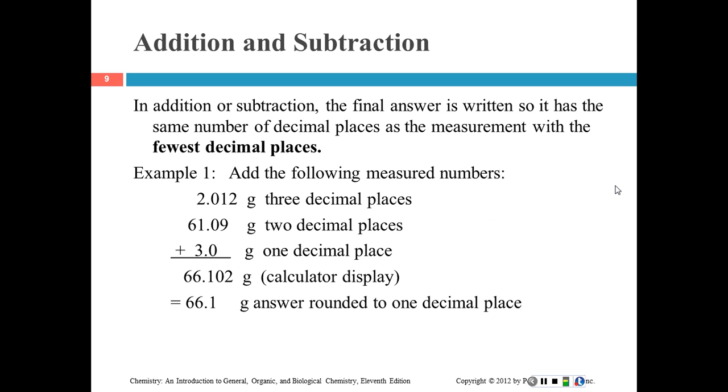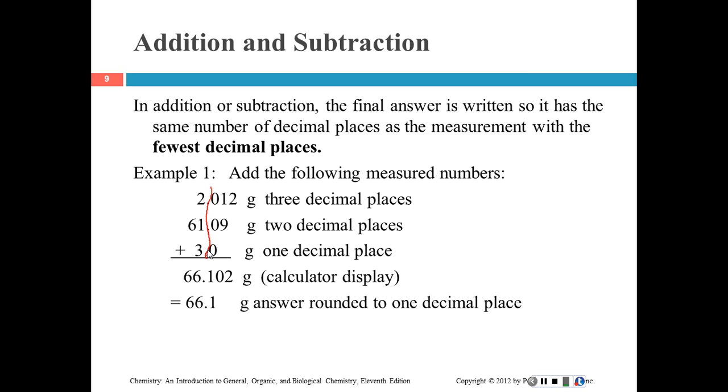In addition and subtraction, it's a little bit different. In addition and subtraction, it's the fewest number of decimal places. Okay, so the fewest number of decimal places in this case. And so back in the day when we actually did this by hand, we'd line these decimal places up as you see in order to add them together. Some of y'all may still do that. Okay, most people are just going to put it in the calculator and smoke it, right?